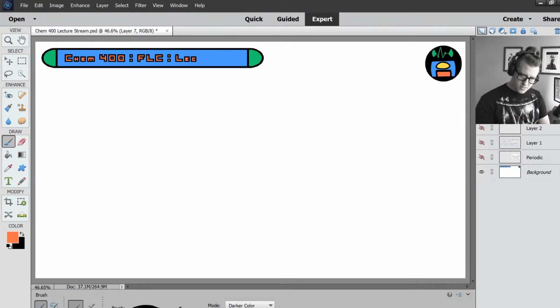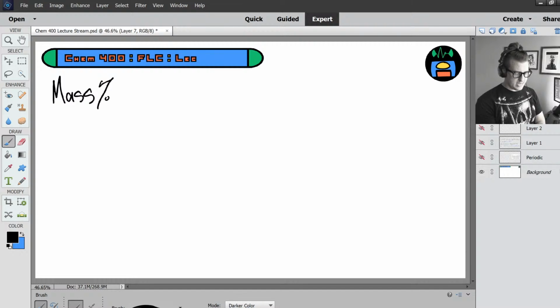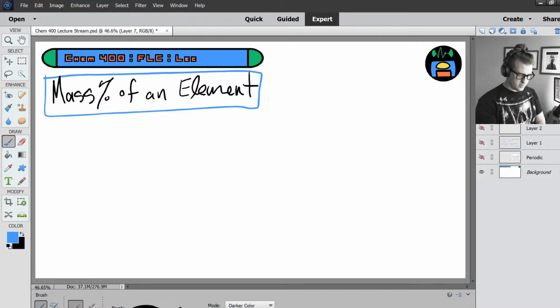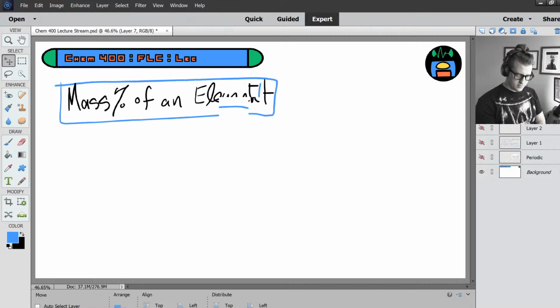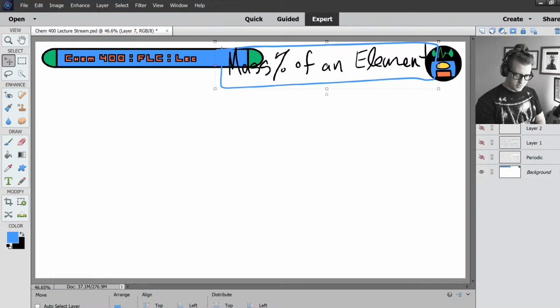All right, now our next topic in chapter 3, moving right along, is something we're going to look at: the mass percent, or the percent mass, of an element in a compound. Actually, I'm going to scoot this up here.